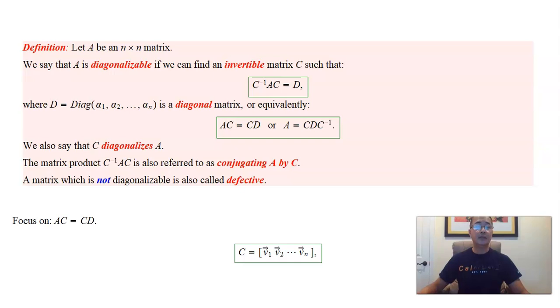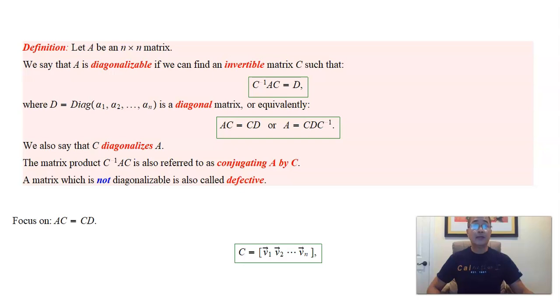So here is our main definition. Suppose you have an n by n matrix A. We will say that A is diagonalizable if we can find an invertible matrix C such that C inverse times A times C is another matrix D, which is a diagonal matrix. So D can be written as diagonal alpha 1, alpha 2 through alpha n. These are the entries on the main diagonal of your matrix D.